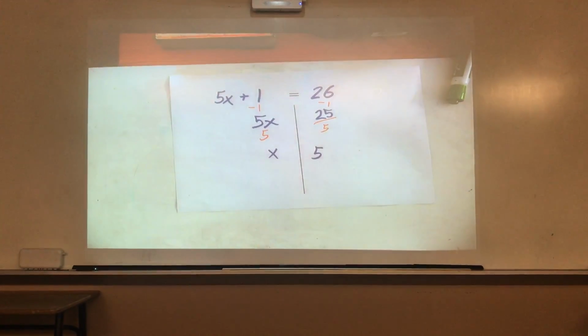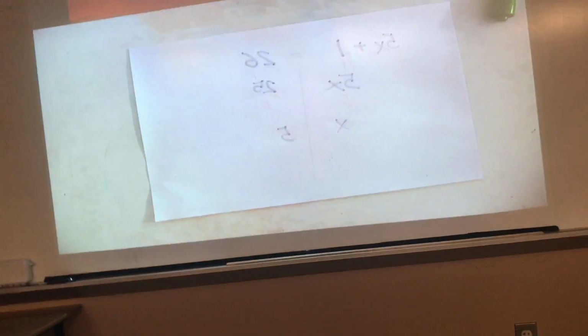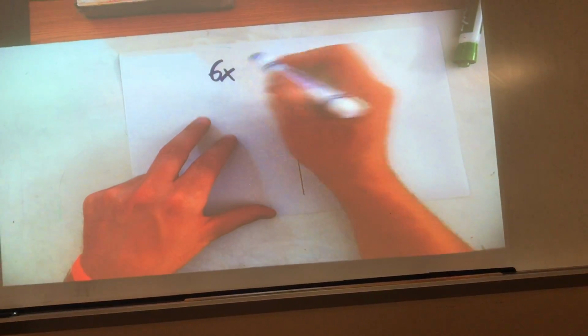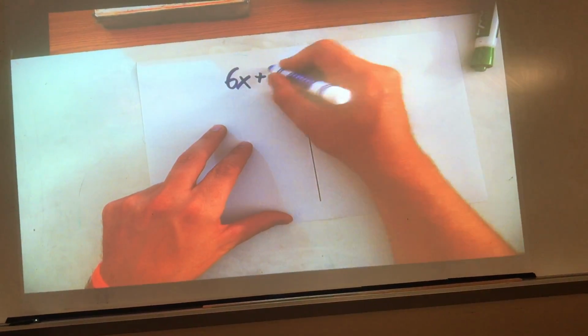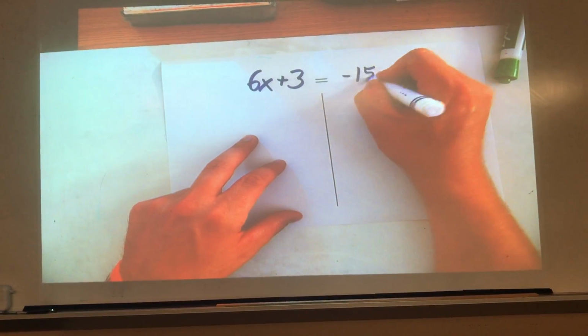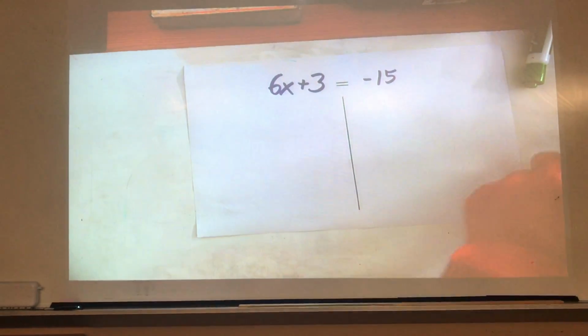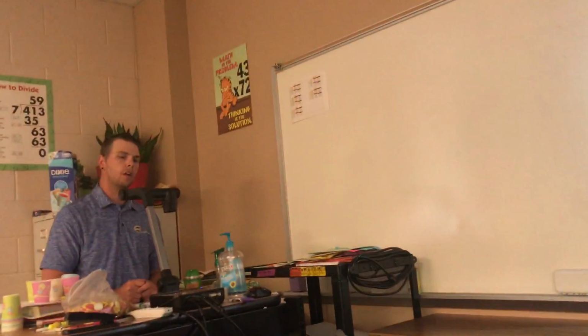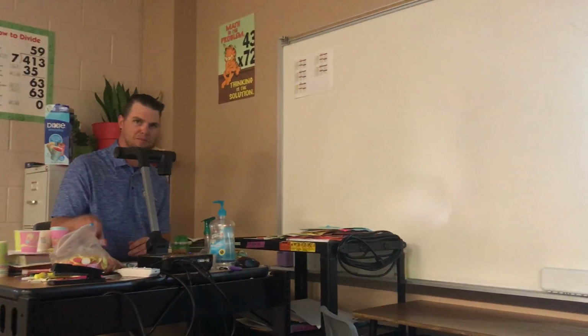Let me get another one out. So we'll flip this over. Alright. Okay. So now we got 6x plus 3 equals a negative 15. Okay? So first we got to get our inverse operations going. Johnny, can you tell us what we're going to do first? Very good. All right.